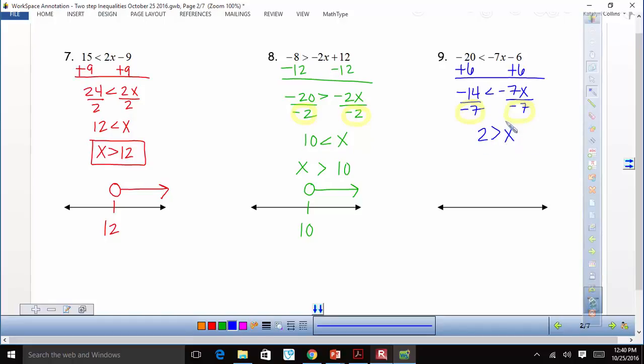So now when I change this, the sign is down here, but when you flip it, isn't it x greater than 2? Which way is this arrow pointing, towards x or 2? 2. The arrow's pointing to 2.